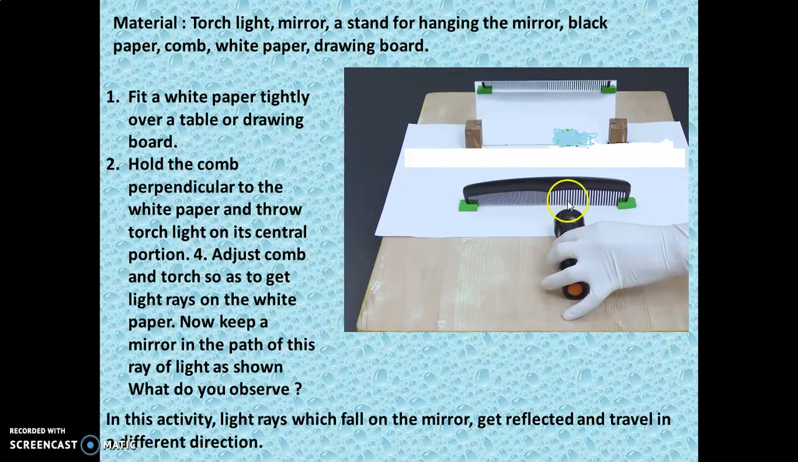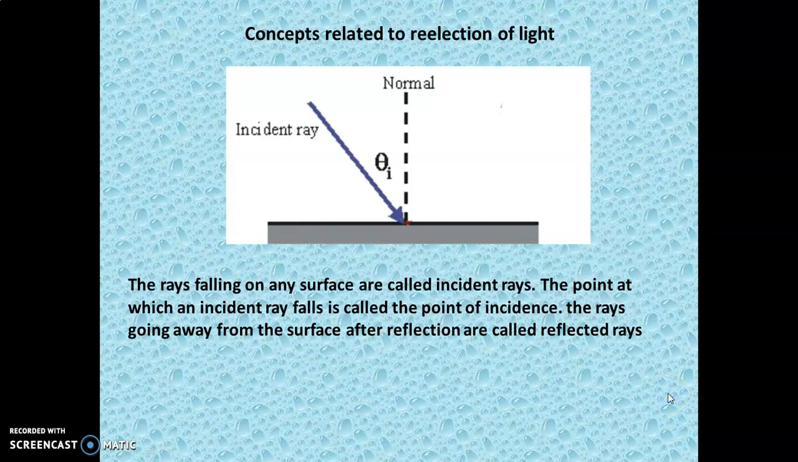Then it is very difficult to see in this, but here we can assume that as the light rays are falling on the mirror, they are traveling in a different direction. Now, after that, we'll study some concepts related to reflection of light.